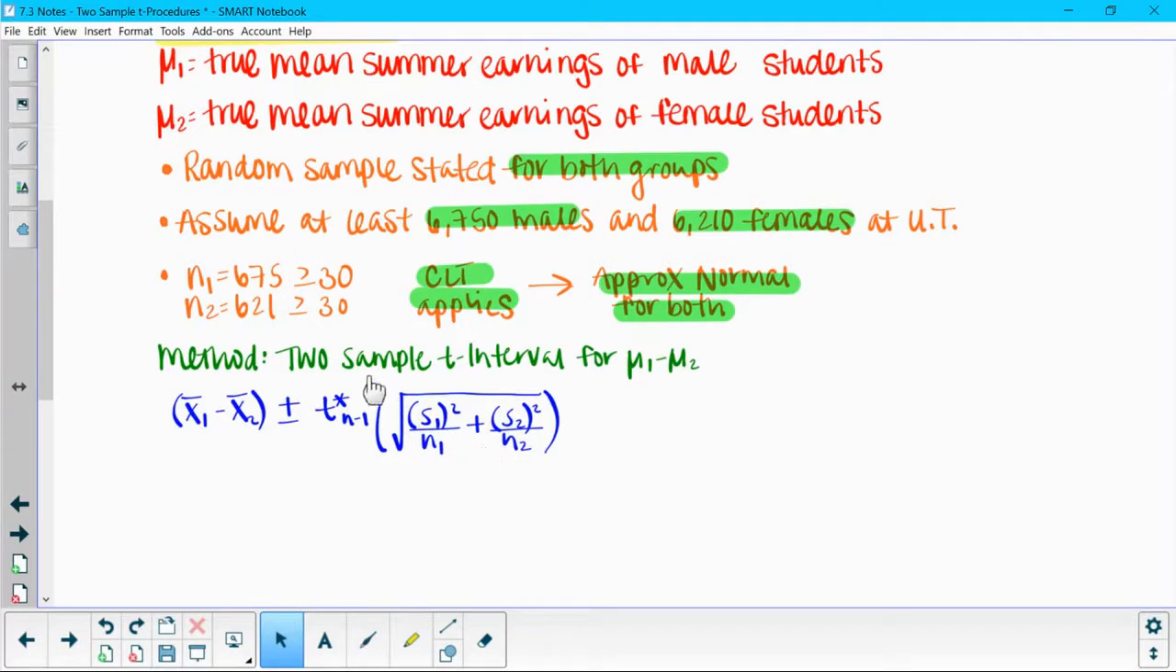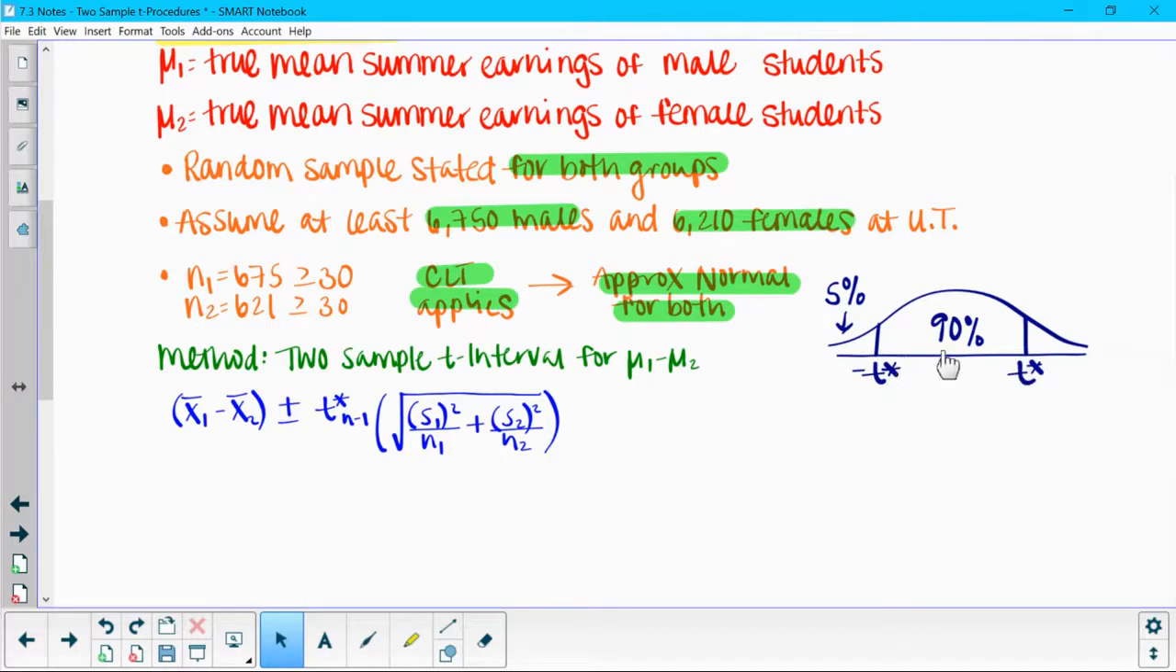What I'm missing is my t-star value. I want a 90% confidence interval, which means I have 90% in the middle, 5% in each tail. Typically I go after the positive t-star value. You could very easily take the negative one. It really does not matter because we're doing plus or minus.